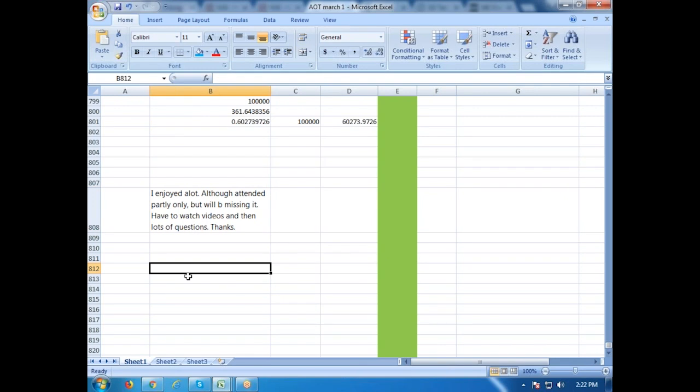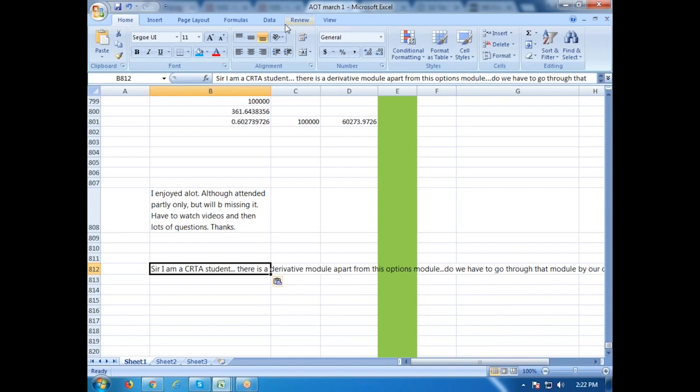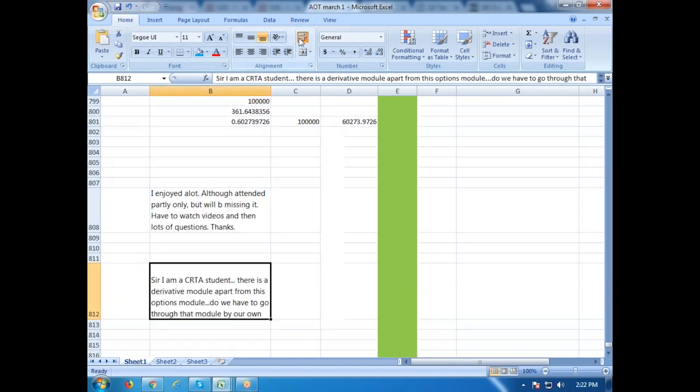And Ankit, you have a question ki derivative module apart from, you are a CRTA student, apart from this you have a CRTA module. यार अंकित एक बार support team से discuss कर ले. That will be much better. I have really a very small, little limited idea about it. कि वो क्या चीज़ है और कैसे आपको करना है. तो support जैसे आपको बताएगा, that is going to be.